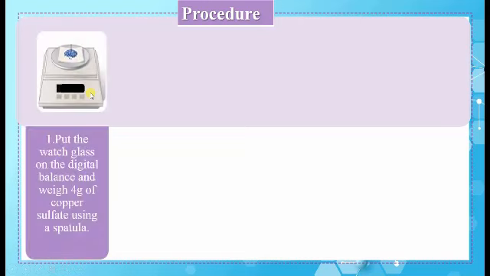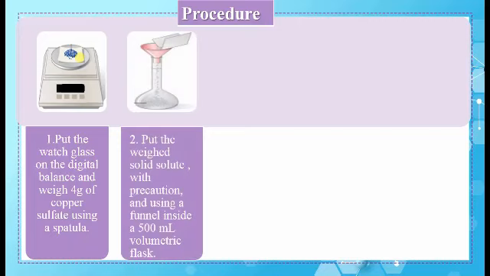The followed procedure. Okay, step number 1. Put the watch glass on the digital balance and weigh 4 grams of copper sulfate using a spatula. Second, put the weighed solid solute with precaution and using a funnel inside a 500 milliliter volumetric flask.